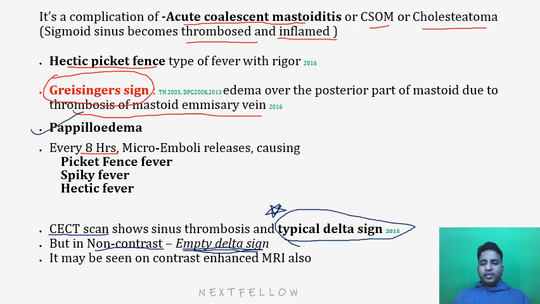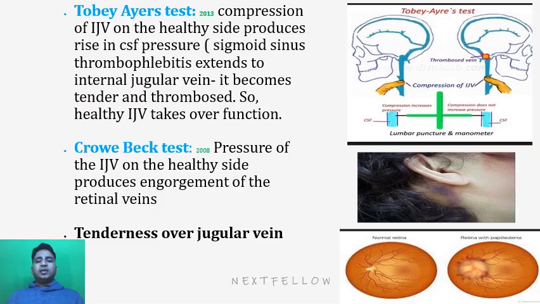Now let's talk about certain signs or tests in sigmoid sinus thrombophlebitis. Look at this diagram. You can see some bluish discoloration over the posterior part of the mastoid. So this is typical of what? Griesinger sign of sigmoid sinus thrombophlebitis, which we have discussed.